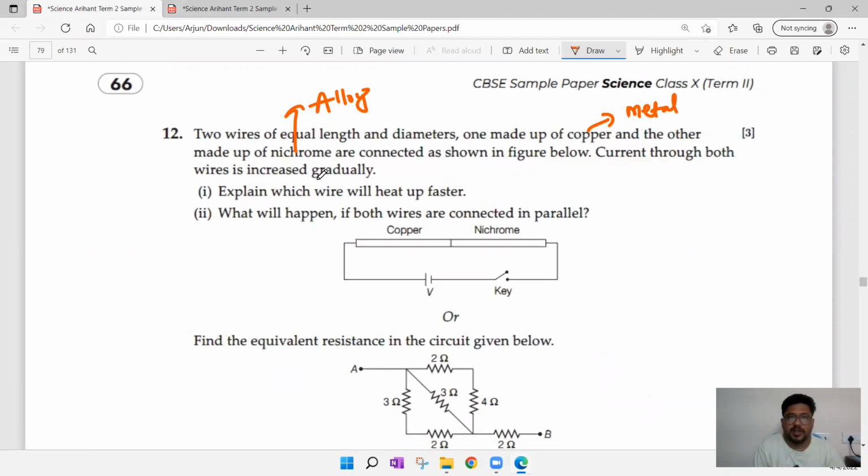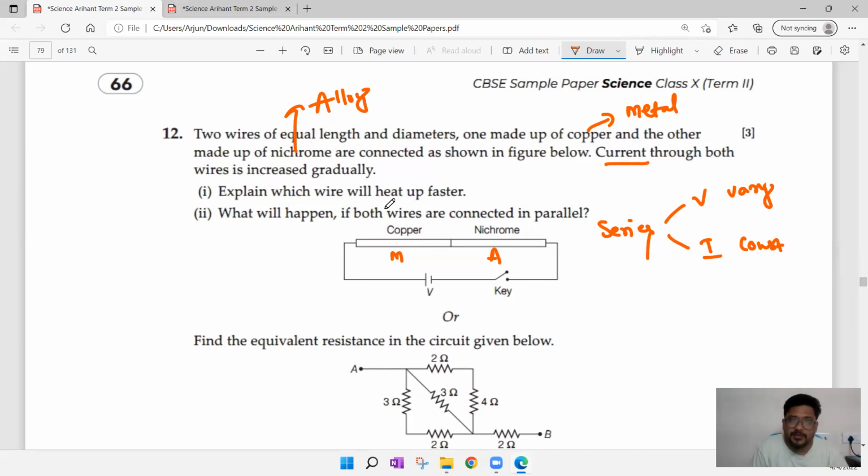Current through both wires is increased gradually. You see here copper is metal, nichrome is an alloy. Both are connected in series. When both are connected in series, they are asking questions, and you see current through both wires is increased gradually. In series, voltages will vary, while current will be constant. So the same amount of current is passed through copper and through nichrome.